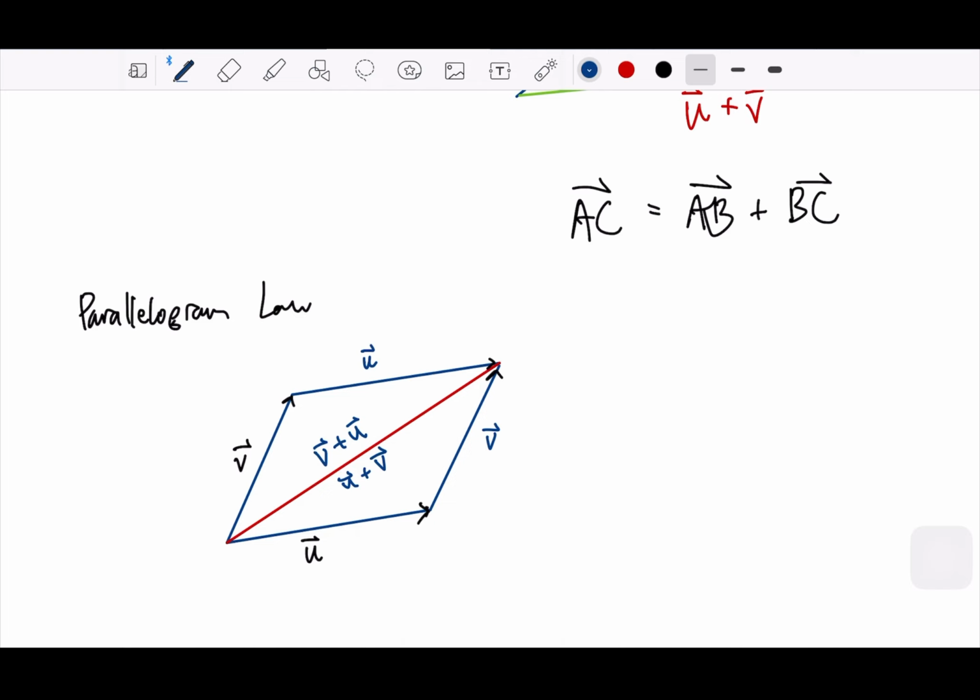And similarly, if you have an arrow like this, let's say this is U, and if you make it reverse, then this will be minus U. And that's how we can subtract vectors. Okay.